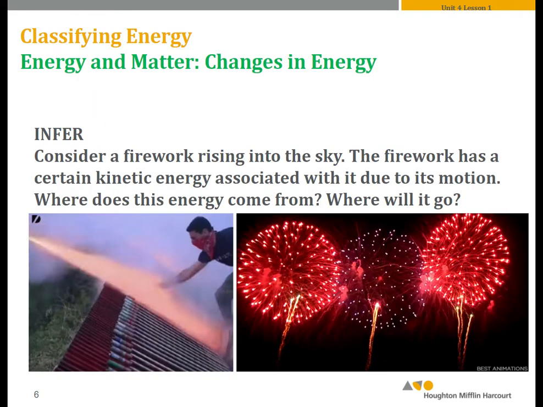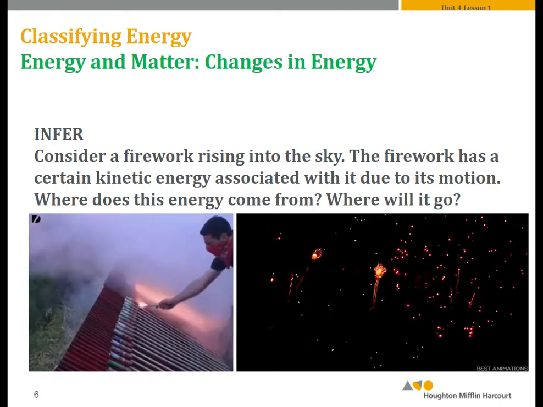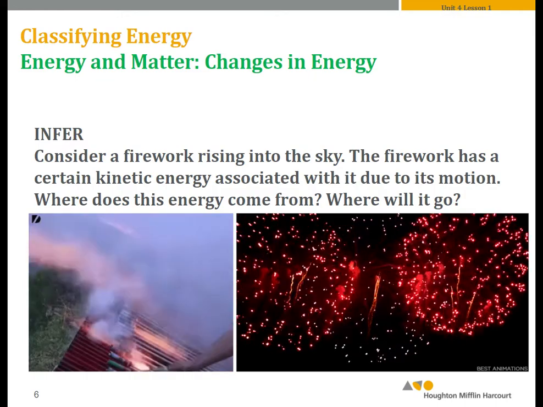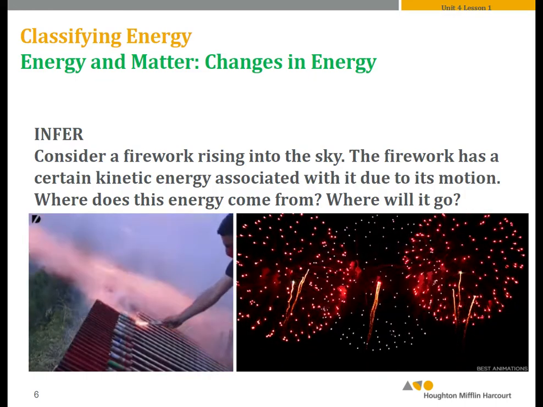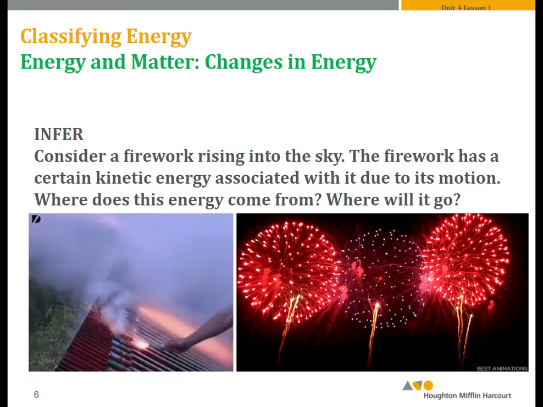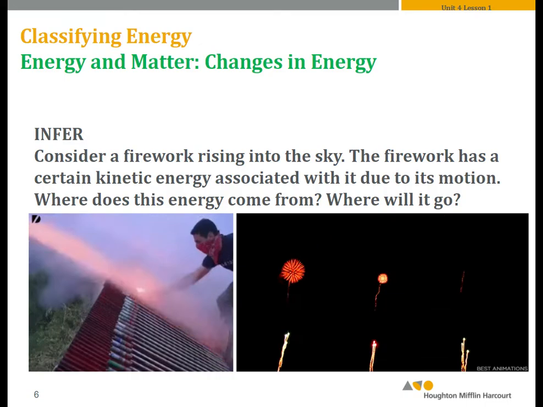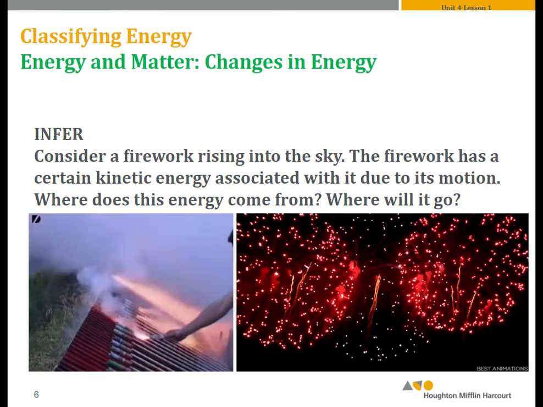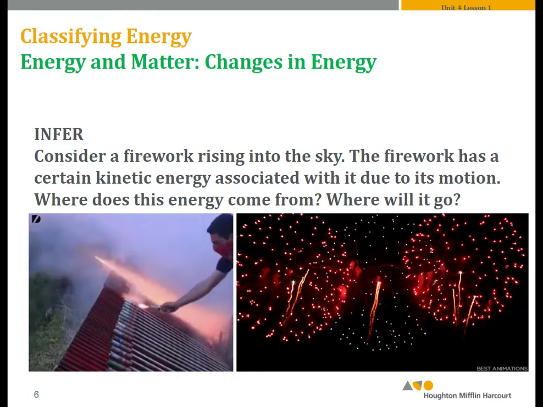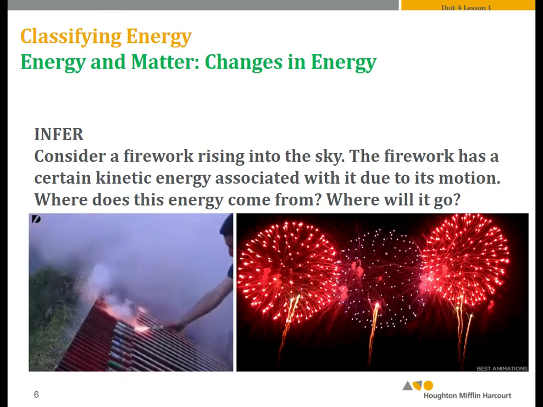Think about what happens when a firework rises into the sky. I'm talking specifically about the path that the firework follows before it explodes, and we see this on the right side. It has kinetic energy. Why does it have kinetic energy? Where does the energy come from? And where will it go? Well, a firework suddenly gains kinetic energy, which propels it upward into the sky. This kinetic energy comes from the forces that lift it from the ground.